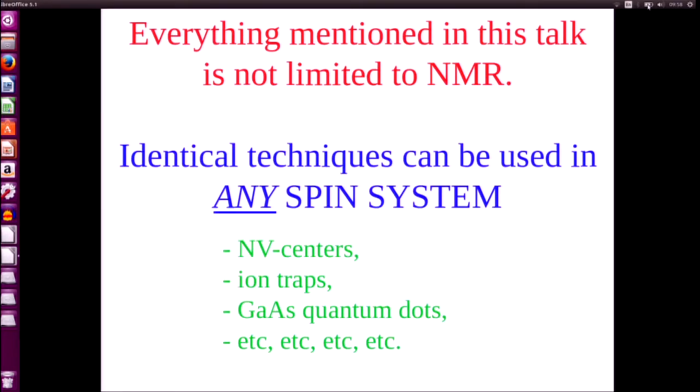I'm running out of time, so I have the last slide here. Everything mentioned in this talk is not limited to NMR. NMR is a cute method that we can use to test things. The first Deutsch-Jozsa algorithm was implemented with NMR. The first Shor's algorithm was implemented with NMR. NMR is easy to test things, but identical techniques can be used for any spin system. K-local is still easy, non-stochastic is still easy, NV centers, ion traps, gallium arsenide quantum dots, etc.